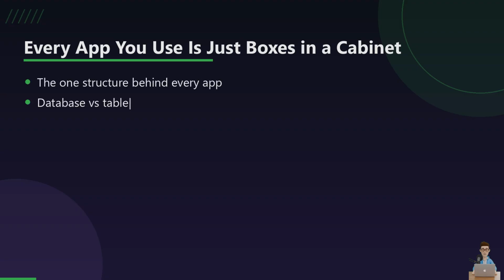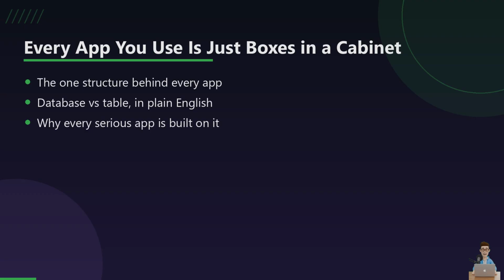Every app on your phone hides the same secret structure. Instagram, your bank, your games, all of them store everything in label boxes inside a giant cabinet, and in the next few minutes you'll see exactly how. I'm Kai. Think of it like learning where a kitchen keeps its food before you cook.